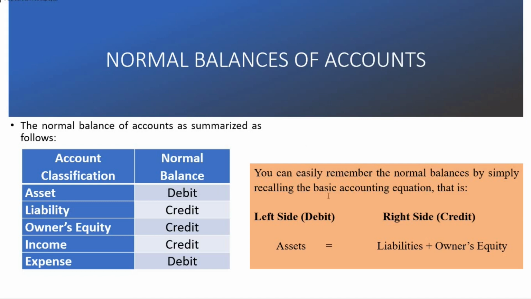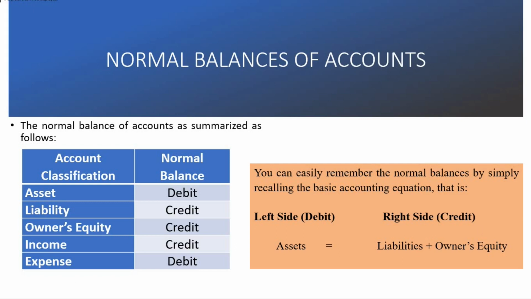Okay? Now, you can easily remember the normal balances of accounts by simply recalling the basic accounting equation. Kasi, pag nasa left side, that's your debit side. So, assets, for example, are in your left side, so they are debit. So, ang normal balance ng asset ay debit. Whereas, in your right side, that's your credit. So, that's for liabilities and owner's equity. So, ang normal balance ng liabilities at owner's equity ay credit, because they are in the right side.